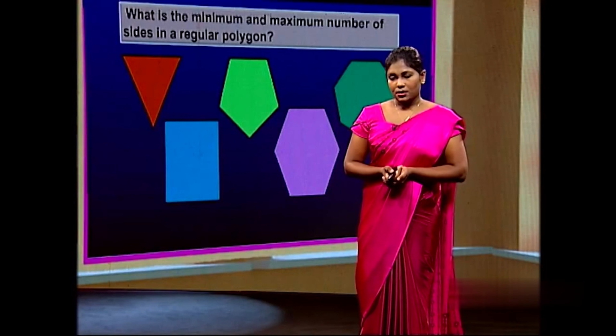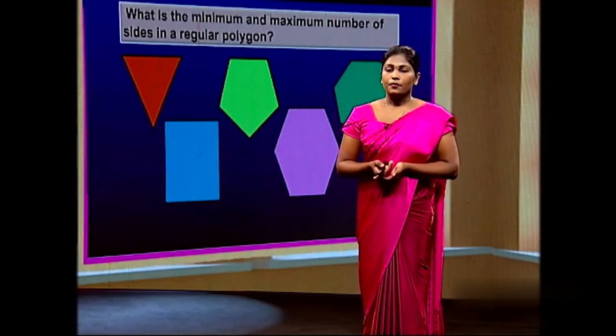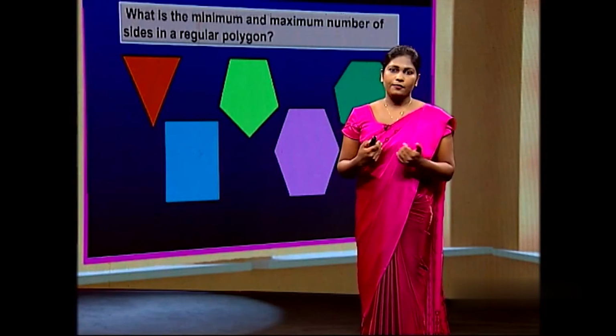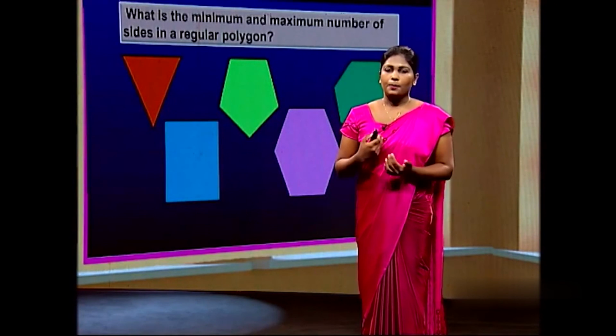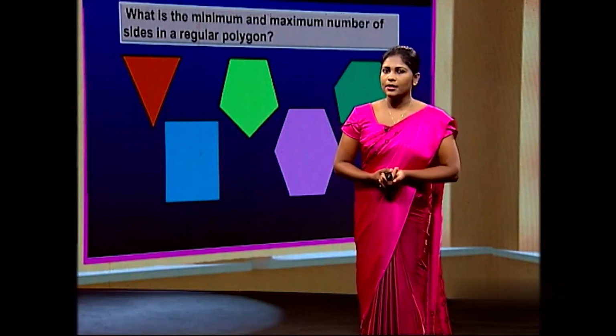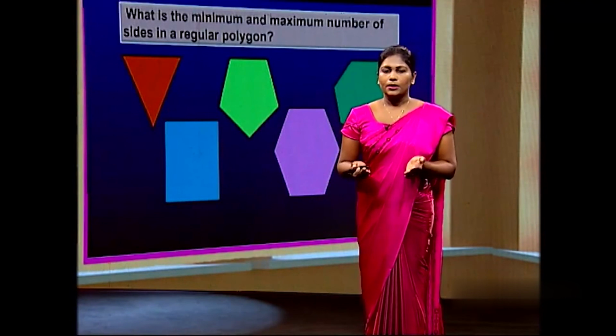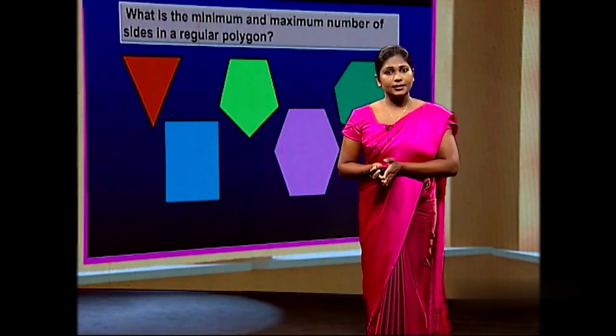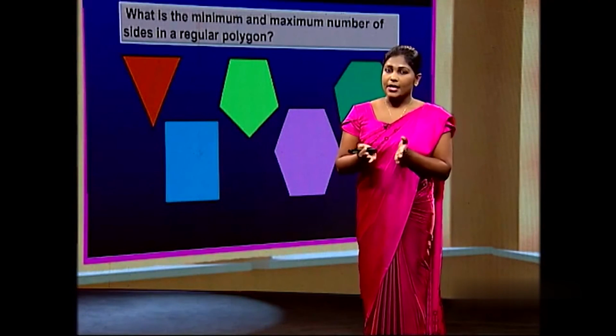Okay, children. Now today we have learned about polygons, the types of polygons, and also the sum of the interior angles of a polygon and the sum of the exterior angles of a polygon. In grade 7 and 8 also you learned about polygons, but in grade 9 you learned the new theories: the sum of the interior angles of a polygon and the sum of the exterior angles of a polygon.